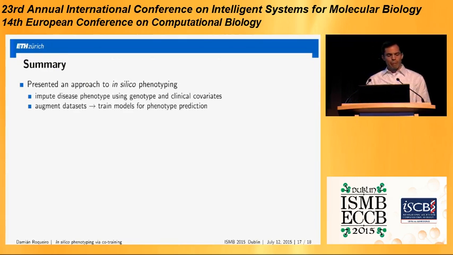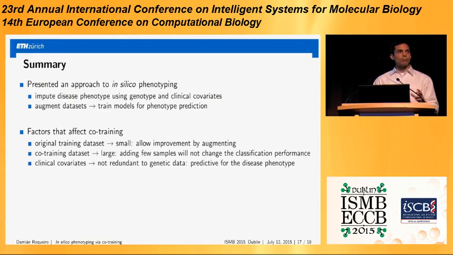So to summarize, what we presented here was an approach to in silico phenotyping. The idea is that we want to impute disease phenotype using genotype information and clinical covariates. And the main goal of this project was to be able to augment data sets so that we can train models for phenotype prediction in a better way.